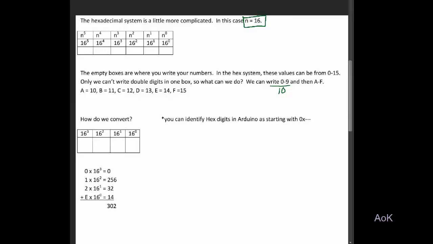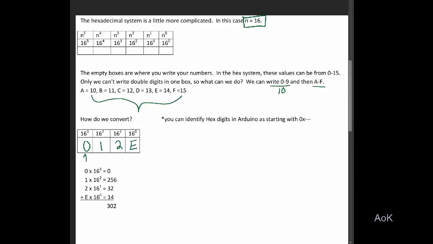So instead, we use A through F to refer to the last 6 digits, which are 10, 11, 12, 13, 14, and 15. Let's try an example. 0, 1, 2, E.